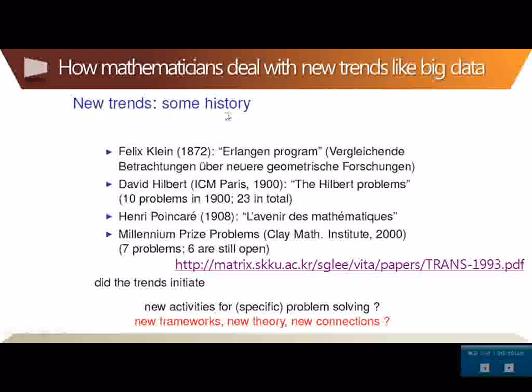Anyway, there are some trends in mathematics. There has been a trend. In 1872, the great mathematician Felix Klein introduced the Erlangen program. Here, he showed a kind of vision, a vision to do work.